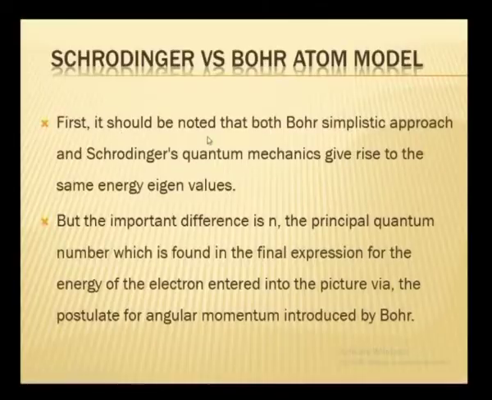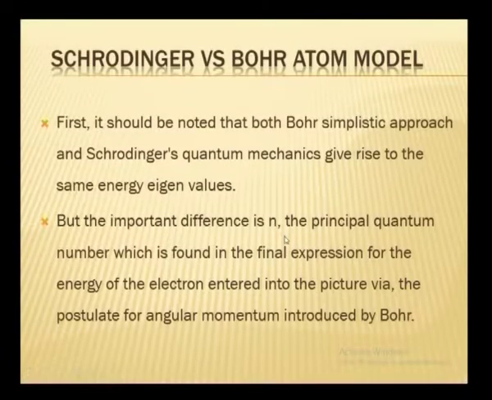First, it should be noted that both Bohr's simplistic approach and Schrodinger's quantum mechanics give rise to the same energy eigenvalues. That is the important point. But the important difference is that n, the principal quantum number, which is found in the final expression for the energy of the electron, entered into the picture, entered into the final expression via a postulate for angular momentum introduced by Bohr.